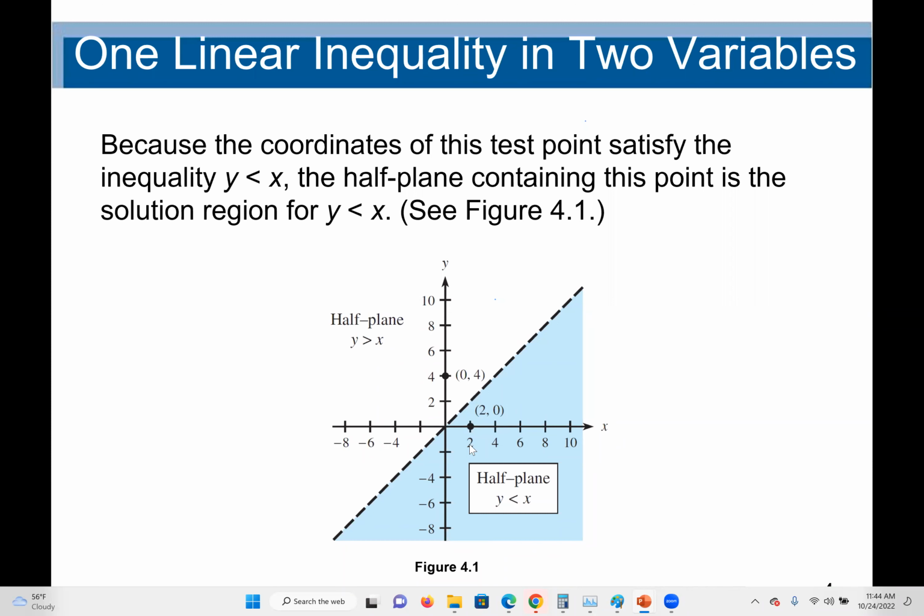Now we come down to take any point at the bottom. We decided to take 2,0. Okay. So which means y is 0, x is 2. Is 0 less than 2? Yes. Okay, so the blue shaded area will be our answer. So the question said graph where y is less than x. So that would be the shaded area.